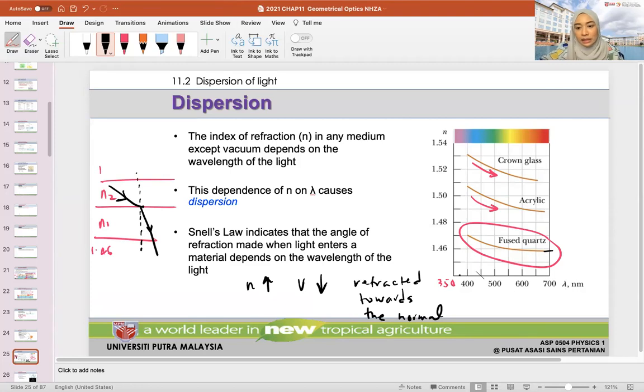Then when I shine a light of different wavelength, let's use yellow now, the n is 1.47, which is higher than 1.46. Because of that, I shine it at the same place and it will be refracted more towards the normal, because this has a higher n than 700 nanometer light. So the v is even slower and your refraction is different. So this is dispersion: the refraction is different depending on your n.